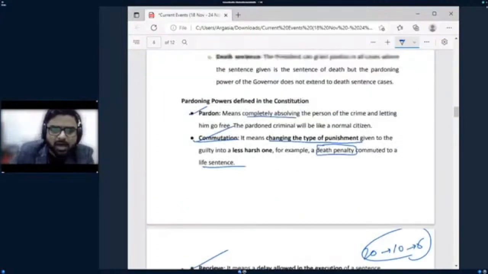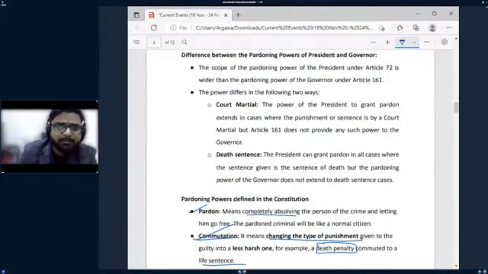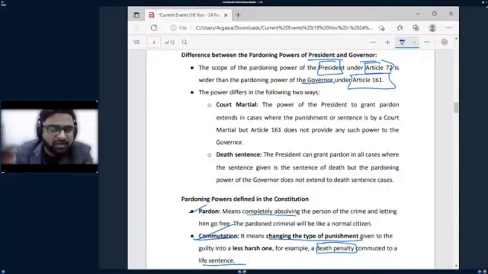ठीक है. अब आते हैं, let's complete the difference between the power of president and governor. The president exercises power under Article 72. You have to remember these articles. These are important. Governor under Article 161. The only difference that you have in governor's and president's power is court martials.